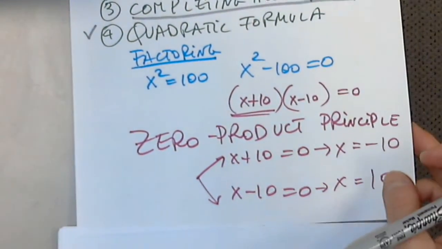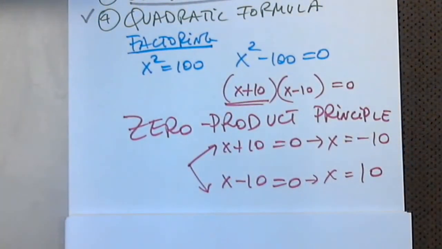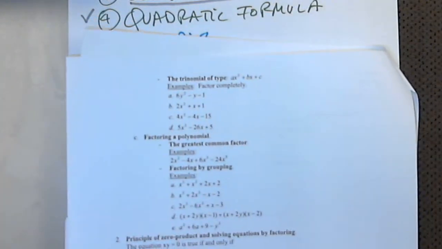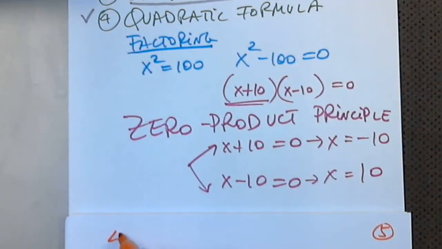Let's look at another problem. Any questions here? Okay. We selected part C. 4x squared minus 18x equals 70. Okay.